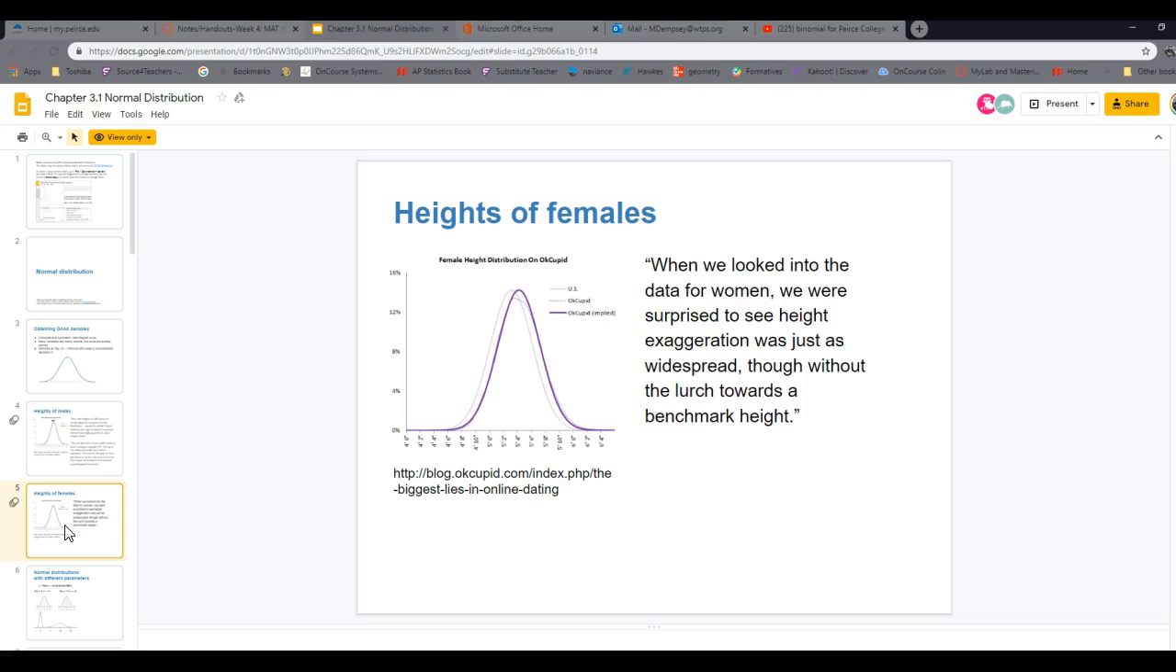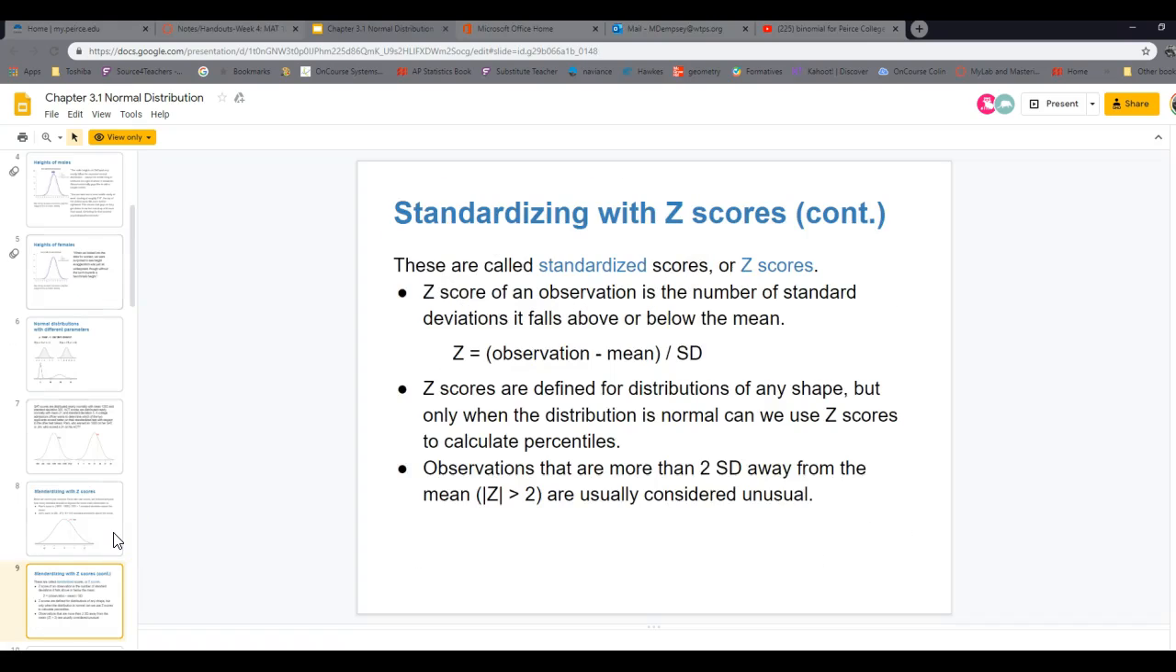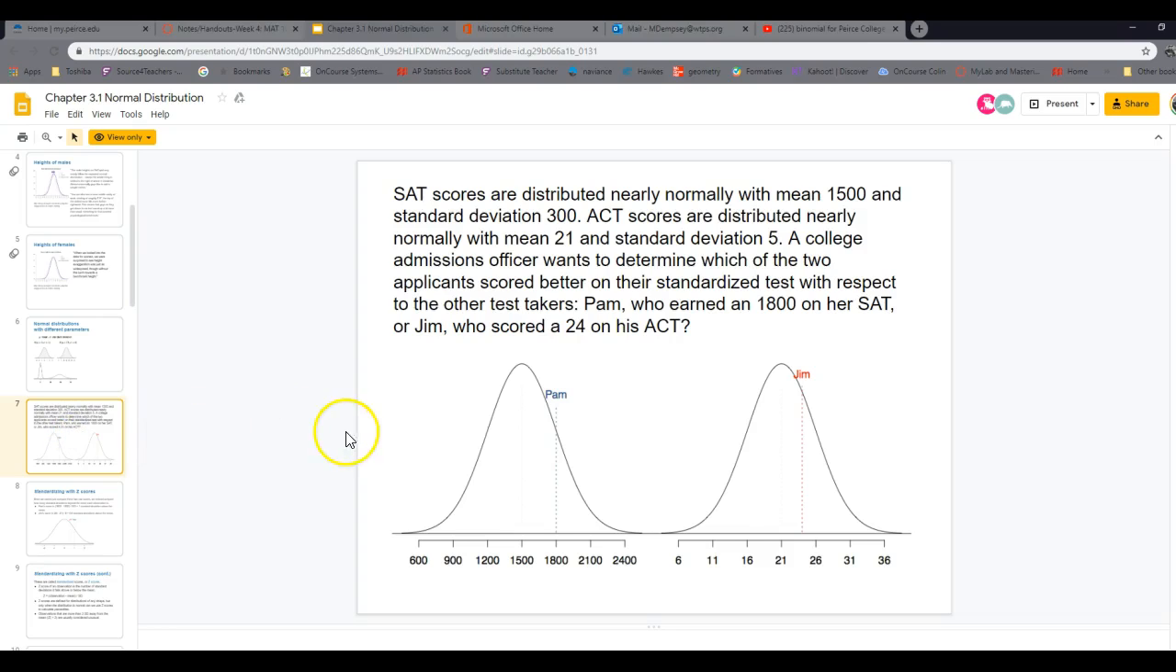And then there's some much more specific characteristics that a normal distribution is going to follow. And that's where we get into this 68, 95, 99.7 rule. So here we have Pam and we have Jim, and we want to compare the two of them. Since Pam scored an 1800, and Jim scored on a completely different scale, a 24, we can't compare them directly. But if we know Jim is a certain number of standard deviations above the mean, we could do 24 minus 21. He's 3 points above the mean, and that's with a standard deviation of 5, so he's 3/5 of a standard deviation above the mean.